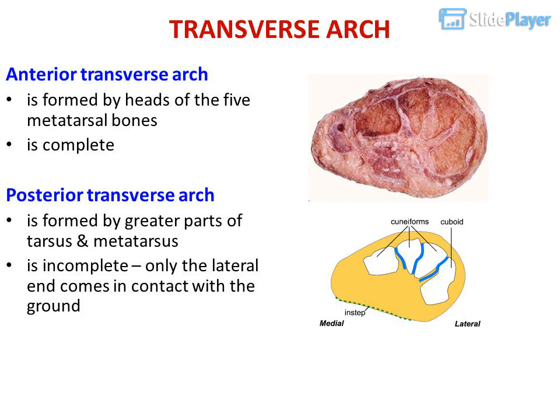Transverse arch: anterior transverse arch and posterior transverse arch. The anterior transverse arch is formed by heads of the 5 metatarsal bones and is complete. The posterior transverse arch is formed by greater parts of tarsus and metatarsus and is incomplete, only the lateral end comes in contact with the ground.